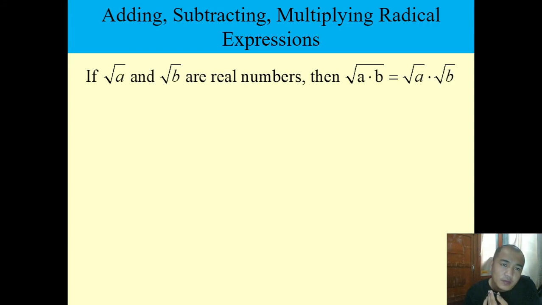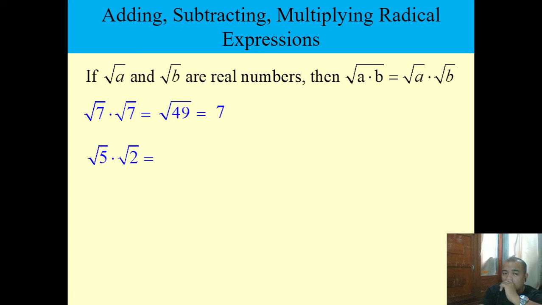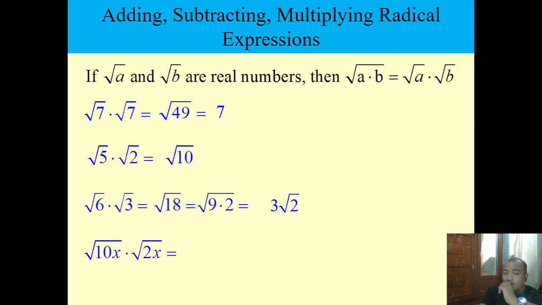Now, if square root of a and square root of b are real numbers, then square root of a times b is equal to square root of a times square root of b. Let's go now to multiplying radicals. So square root of 7 times square root of 7 means square root of 49, which is 7. Square root of 5 times square root of 2 is square root of 10. Square root of 6 times square root of 3 means square root of 18, or you factor it, square root of 9 times 2, or 3 square root of 2.